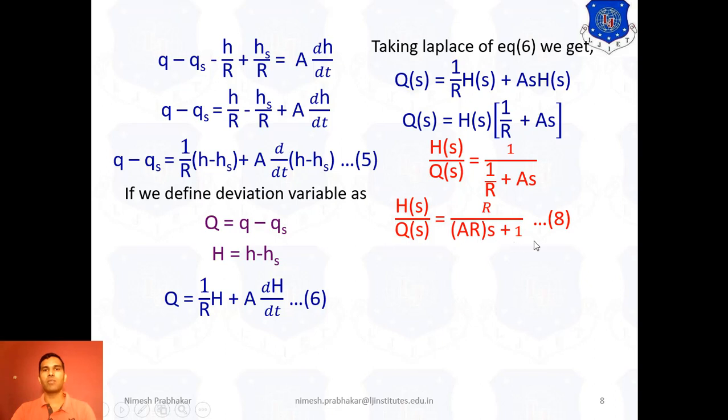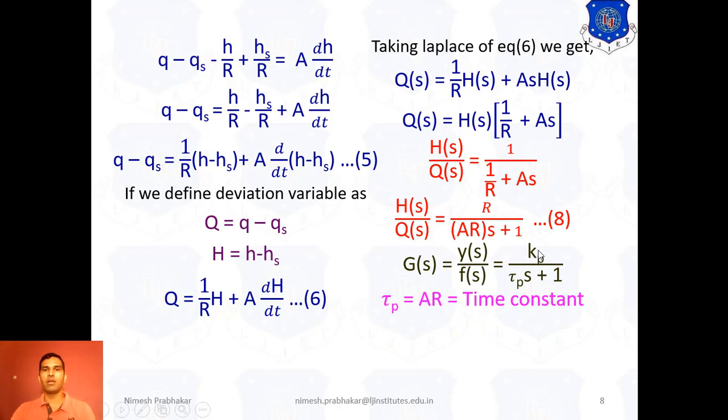So this is nothing but the transfer function: H(s) upon Q(s) is equal to R upon ARs plus 1, where R is multiplied through. Now we compare this equation, equation number 8, with the general first order transfer function. So we get tau p is equal to AR, where tau p is the time constant, and Kp is equal to R, where R is the process gain.